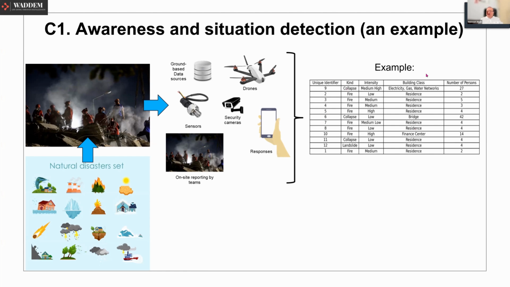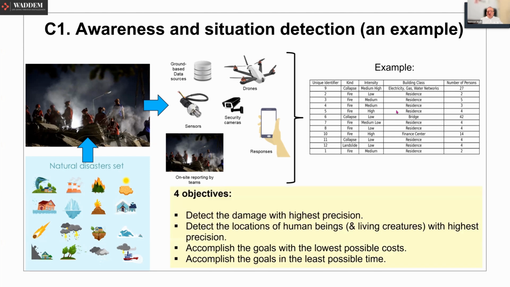In discovering such information, we use certain objectives, and mainly 4 objectives. First, detect the damage with highest precision. Second, detect the location of human beings or living creatures with highest precision. Accomplish the goals with the lowest possible cost. Accomplish the goals in the least possible time. These are the 4 objectives. Of course, they may conflict with each other, so you have to find a balance.